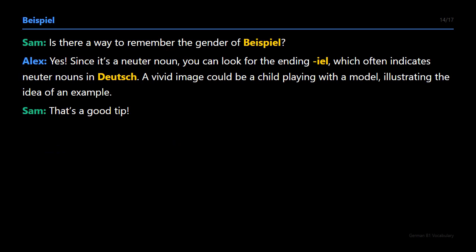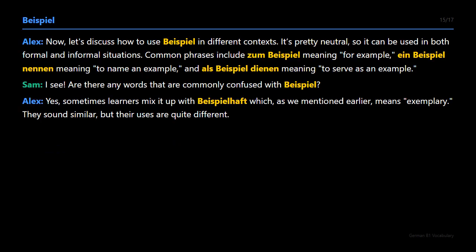That's a good tip. Now, let's discuss how to use Beispiel in different contexts. It's pretty neutral, so it can be used in both formal and informal situations. Common phrases include Zum Beispiel, meaning for example, Ein Beispiel nennen, meaning to name an example, and Als Beispiel dienen, meaning to serve as an example.